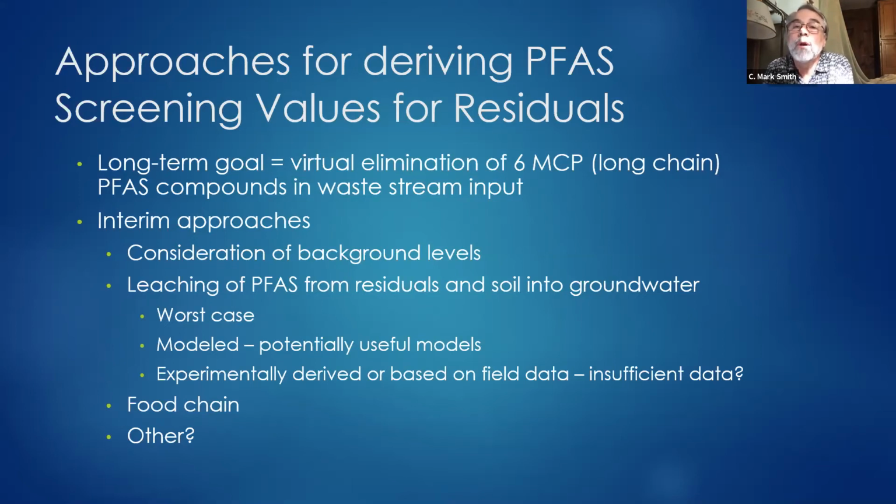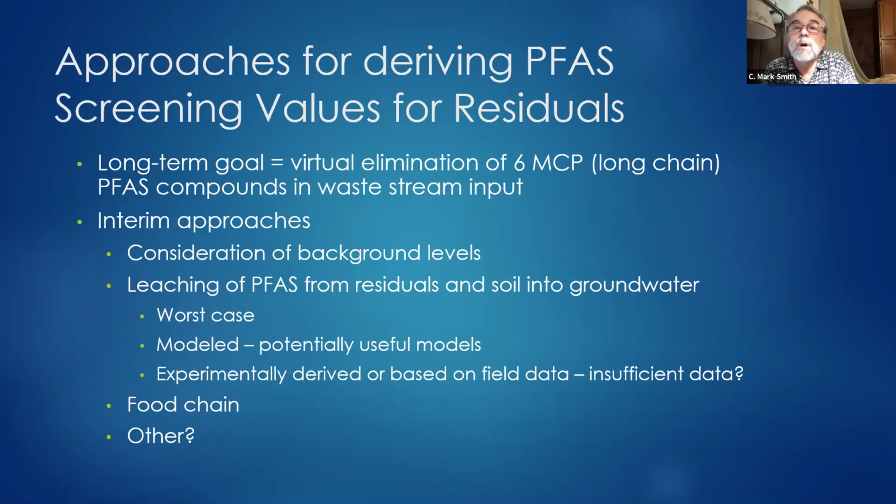Thirdly, there are experimental approaches to deriving values based on laboratory leaching experiments or on field data. Our sense right now is that there's insufficient data to really use this information, but that could certainly change based on the input we get from you all and as information in this area changes. Of course, food chain uptake is a concern as well, and we are beginning to look at that, but our primary focus right now is on the drinking water pathway.